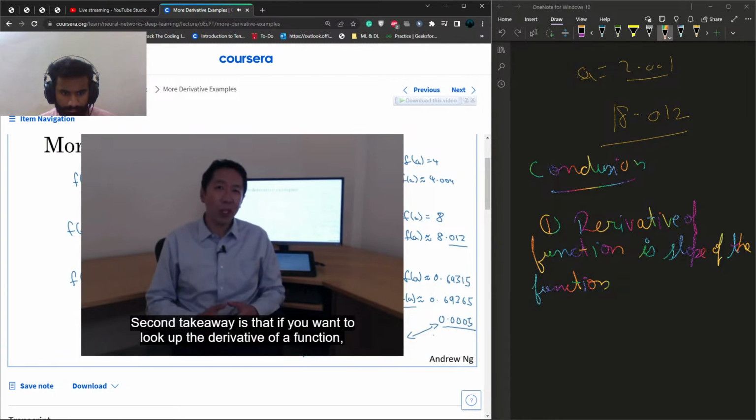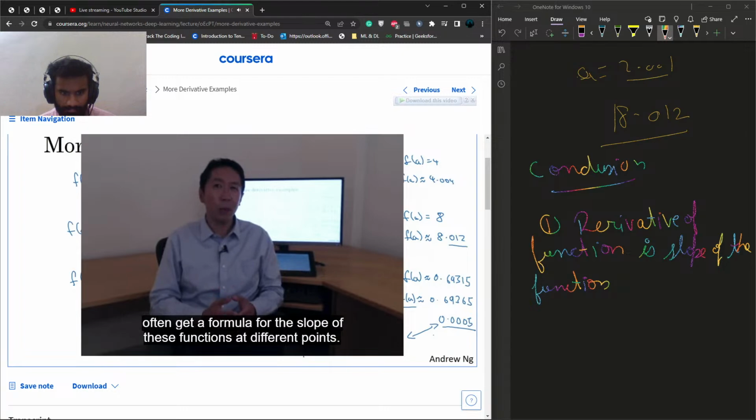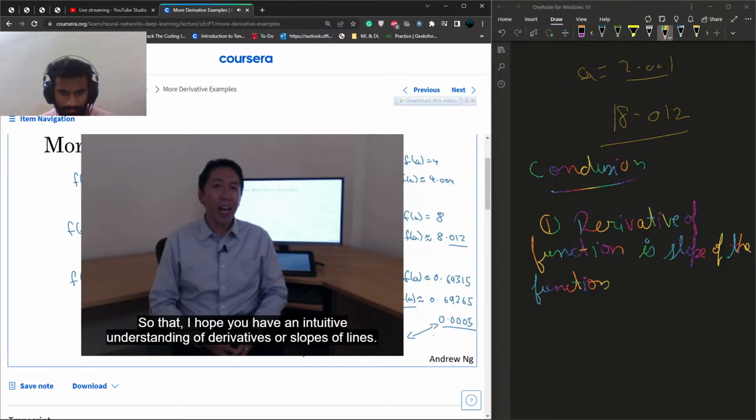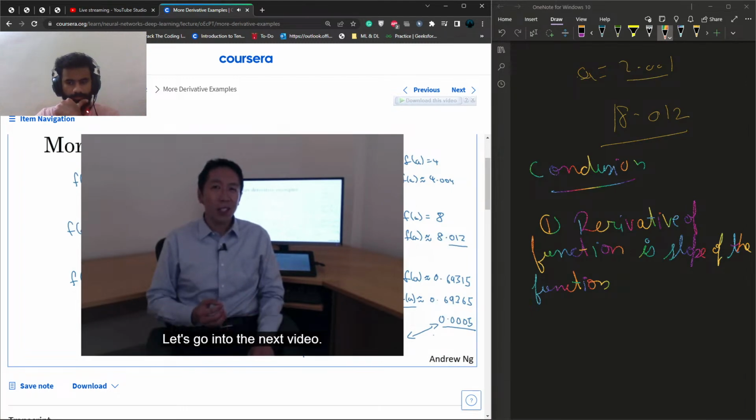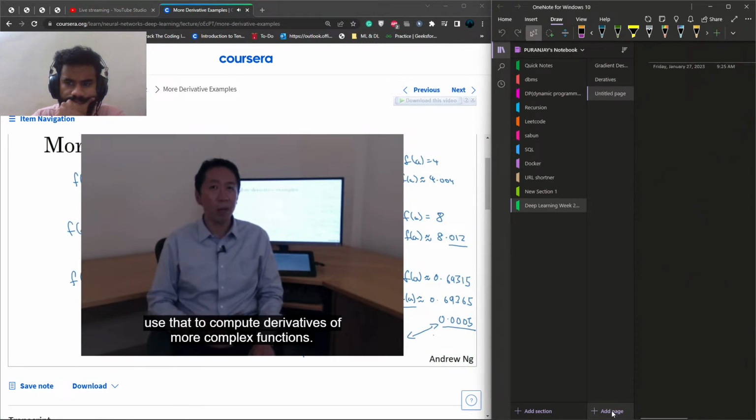Second takeaway is that if you want to look up the derivative of a function, you can flip open your calculus textbook or look up Wikipedia and often get a formula for the slope of these functions at different points. So I hope you have an intuitive understanding of derivatives or of slopes of lines. Let's go on to the next video. We'll start to talk about the computation graph and how to use that to compute derivatives of more complex functions.